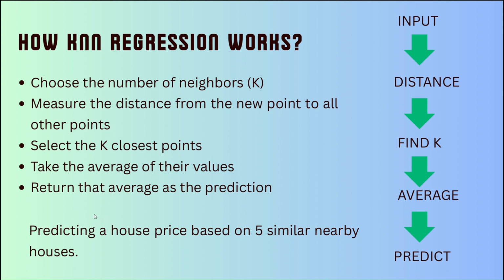For example, imagine we are predicting house prices and pick a number 5, so K here is 5. We'll find the 5 most similar houses and return the average of their prices. Here the distance is measured using Euclidean distance, which is like using a ruler to see how close two dots are. Like here you can see, first we take the input, then we measure the distance, then we find the K points nearest to the input, and then average all those points, and then we predict the value we wanted.